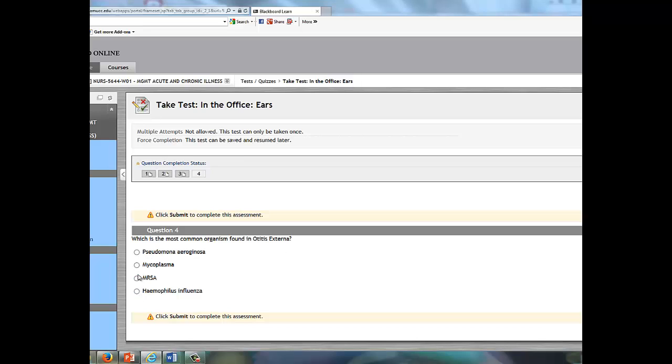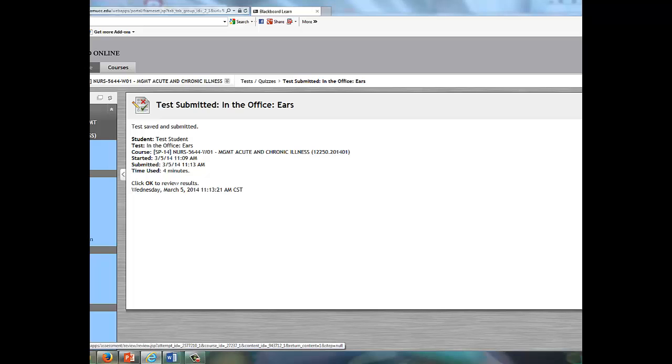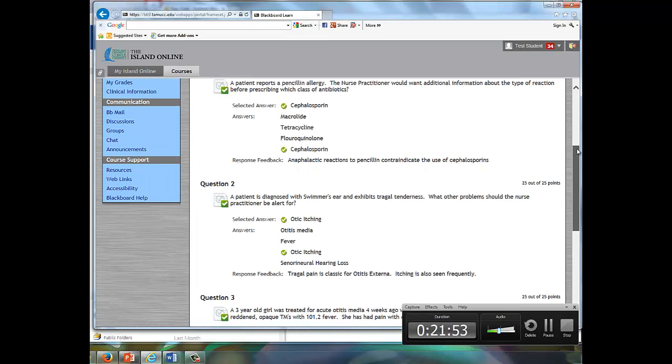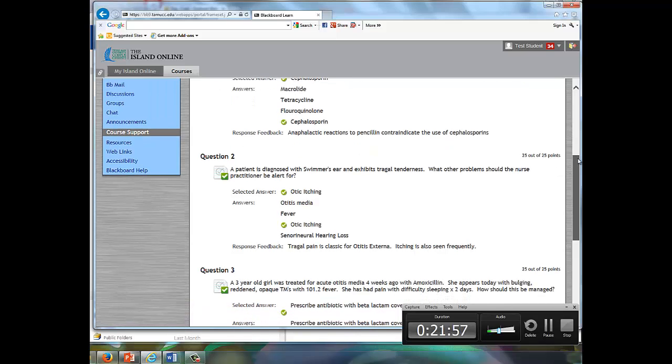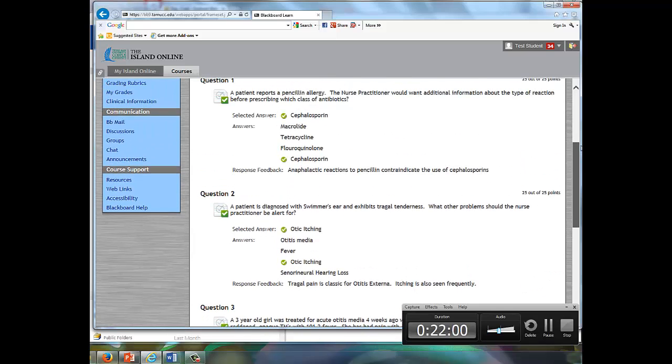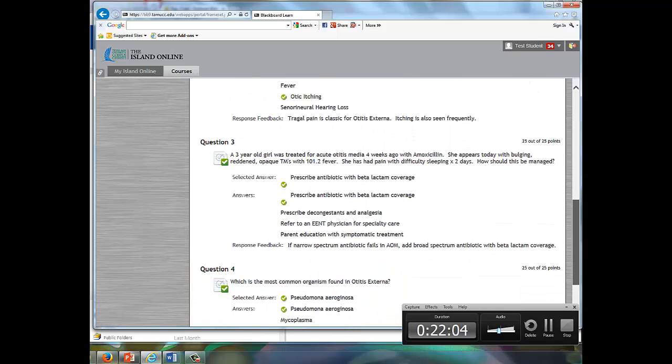I'm going to go with this one based on my knowledge. Okay, so I'm going to save it and submit. And then down here in the corner is an OK. Got that one right. Tragal pain is classic. Itching is also frequently seen. Anaphylactic reactions, you can see that feedback there.